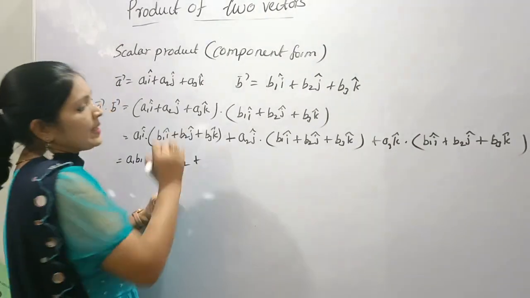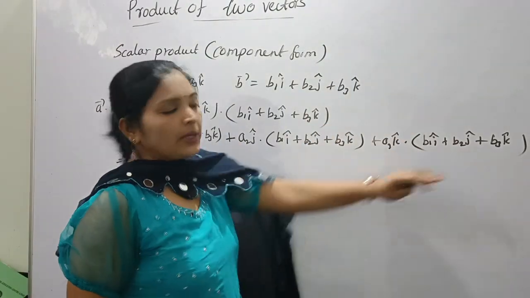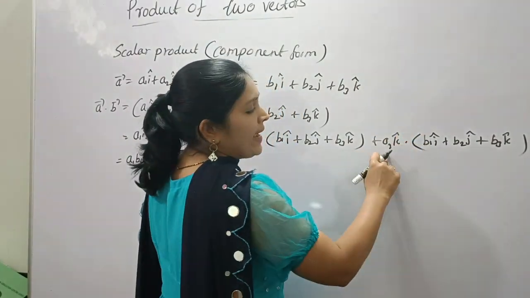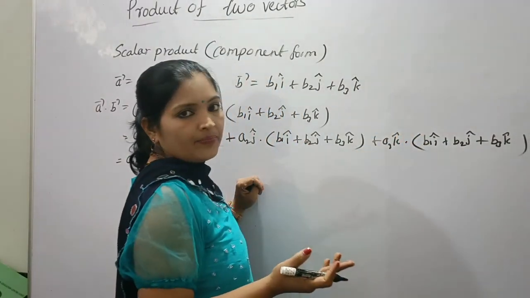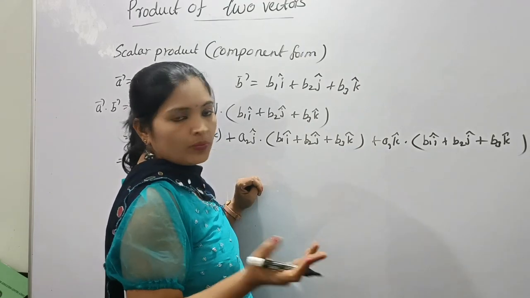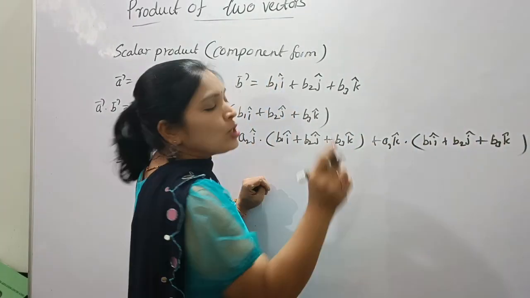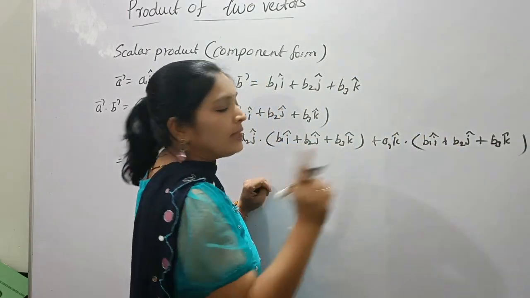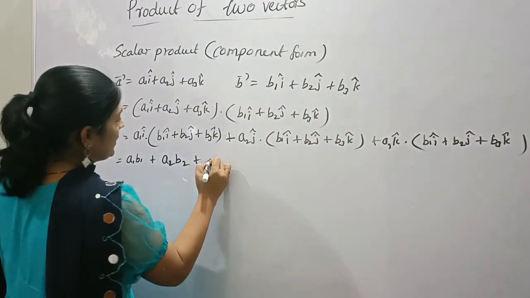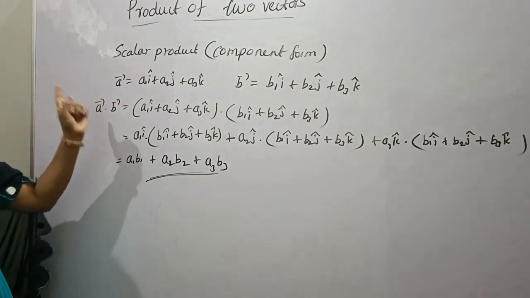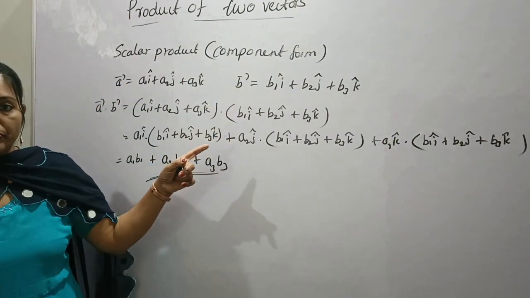Plus, next, third term. Here, a3 k dot b1 i, that is a3 b1 k dot i. k dot i is 0. k dot j is also 0. k dot k is 1. So here also we will get only one term, that is a3 b3. a3 b3. It's very important. That is scalar product in component form.